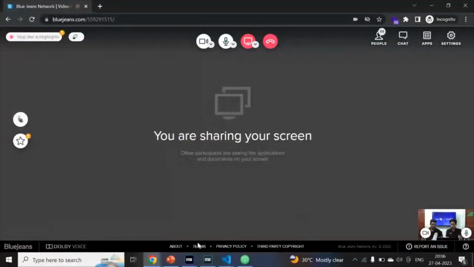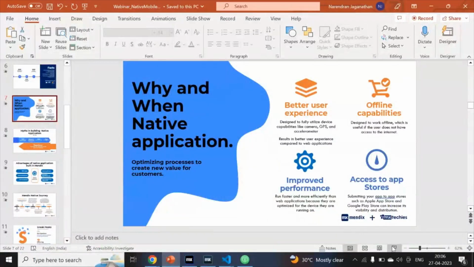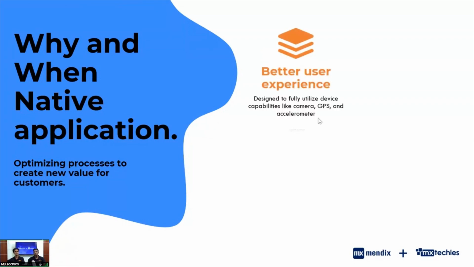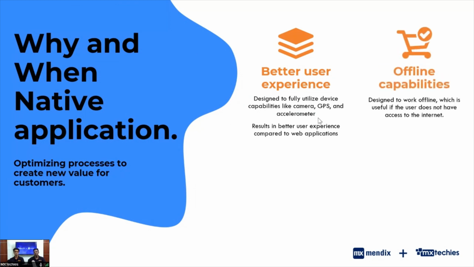Hope everyone can see the screen. Here, when and why native application. The first is better user experience. Native applications are designed to provide a superior user experience compared to web applications. They fully utilize the capabilities of your device such as camera, GPS, and accelerometer. This results in a smoother and more enjoyable user experience. Second, the most important thing is it provides offline capabilities. It enables the user to use the app without any internet connectivity in your working area.